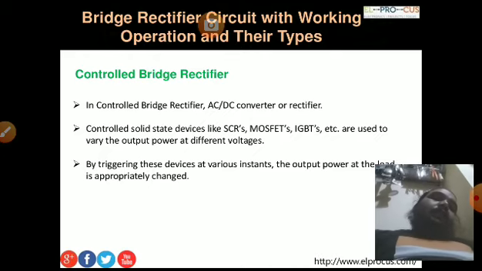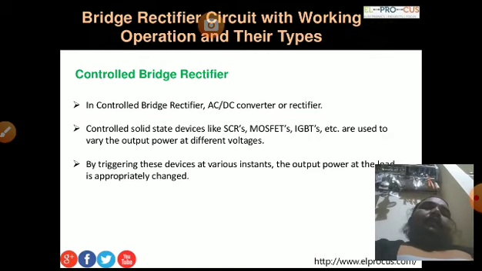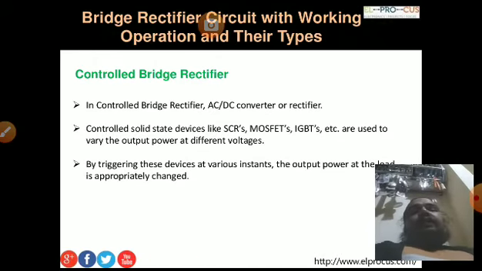PN junction diodes are also used in the amplification process, and also as electrical switches. In electrical switches, the PN junction diode is connected in forward bias, and reverse bias is when the diode is connected the other way.